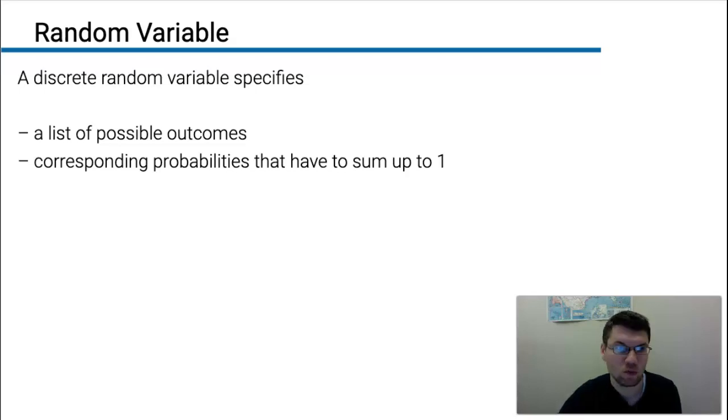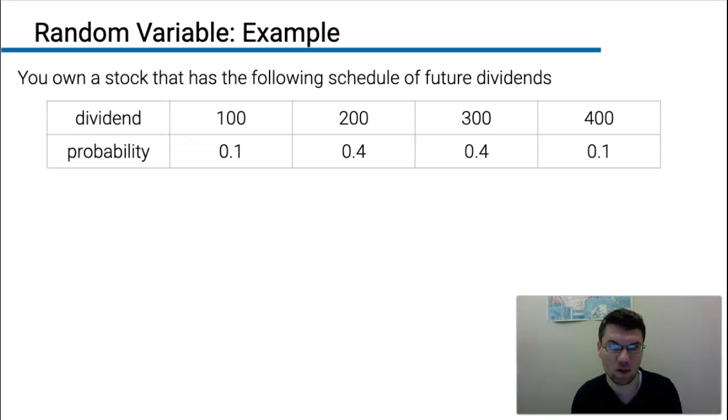Let's jump to an example that will illustrate what's going on. So in this example, we're looking at a stock and we're looking at what possible future dividend the stock is going to pay. So the random variable in the example is the future dividend of the stock. And that random variable takes 4 different values, $100, $200, $300, and $400, with probabilities of 0.1, 0.4, 0.4, and 0.1. And note again that the sum of the probabilities is 1. This always needs to be the case.